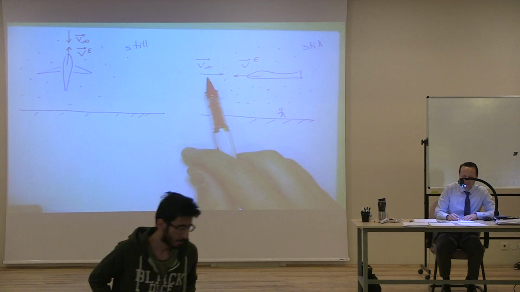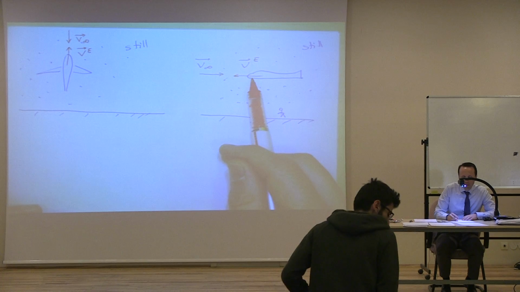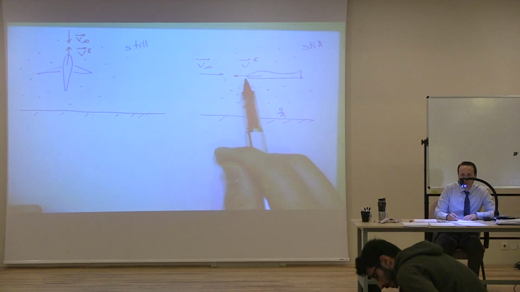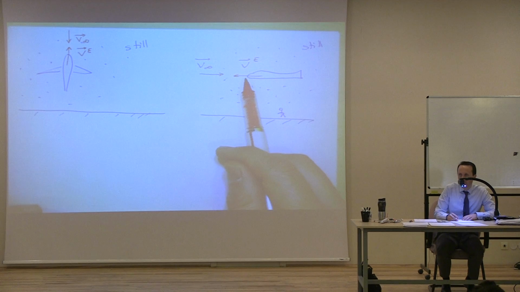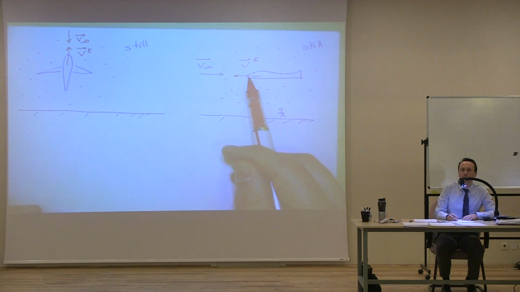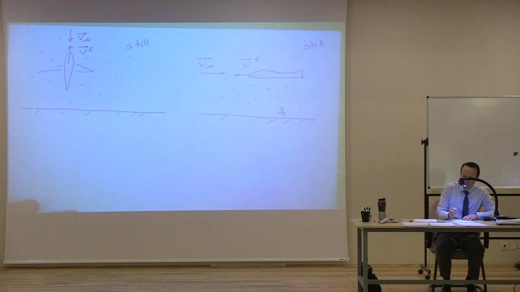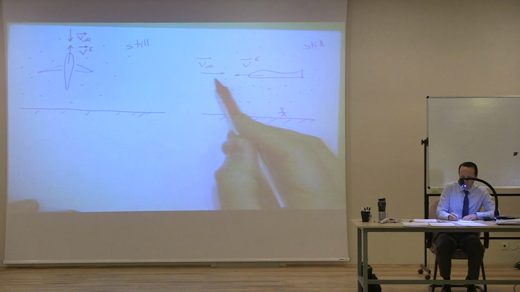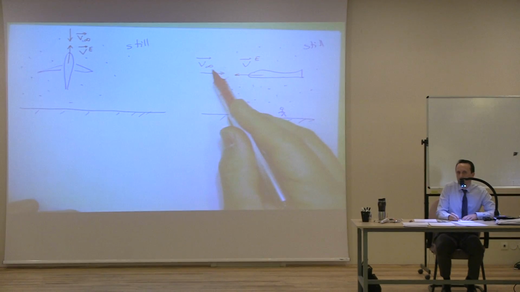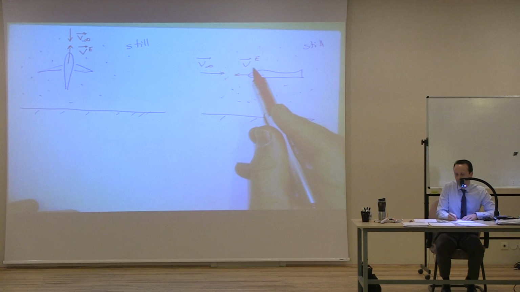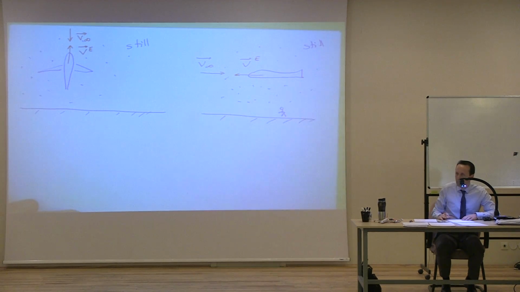V infinity is in the opposite direction as VE. You understand that? The problem with coming late is that everybody loses concentration. That's the problem, including me. So the air particles seem to be moving towards the airplane with this velocity, and it is the same velocity but in the opposite direction. Is that okay?